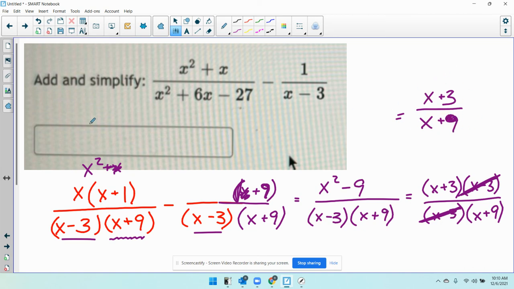It's a little bit more complicated of a problem. I'm not sure if you'll see one like that on the problem set or quiz, but you can do it if you see it. And there you go.